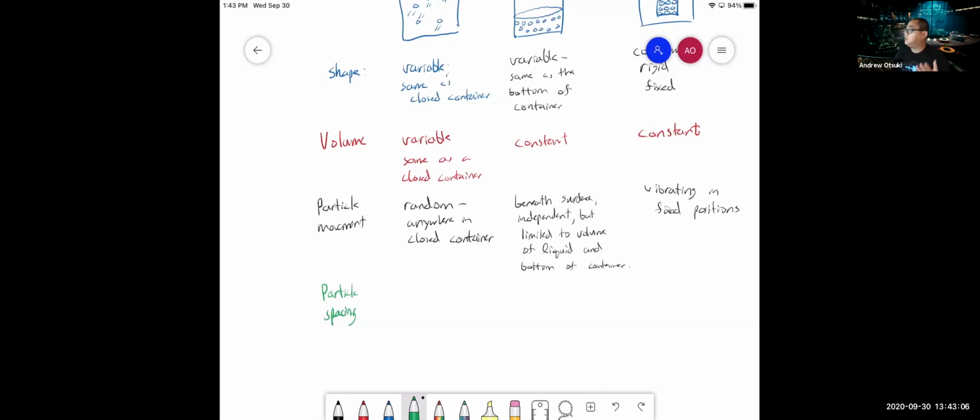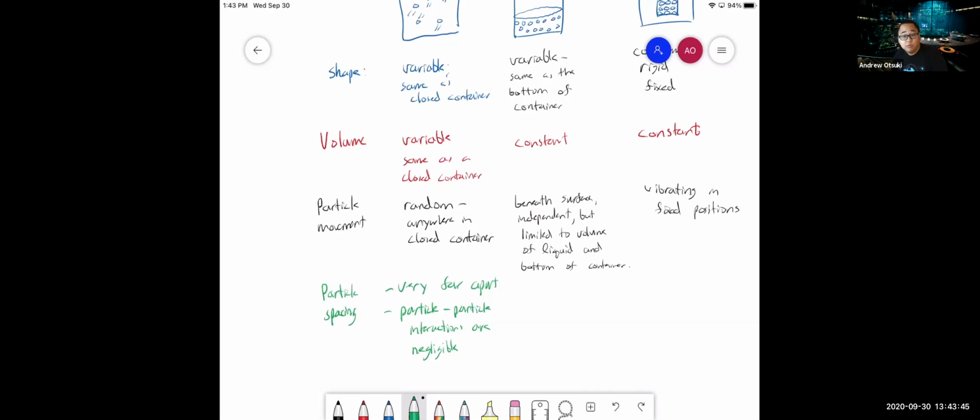So, particle spacing in gases. Gases are flying, moving quickly and flying fast about. So they are very, very far apart. What this means is that particle to particle interactions are negligible. Particle interactions are negligible.